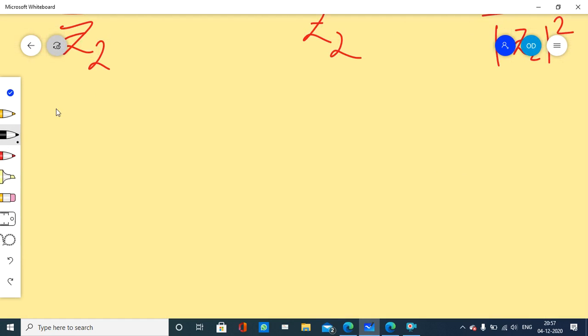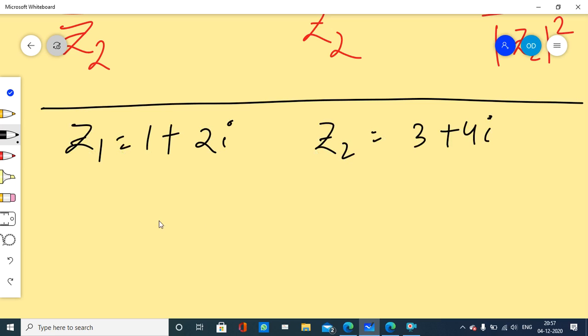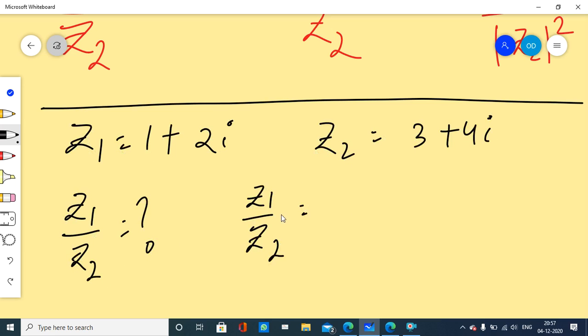So I will divide one complex number by another in the traditional way, and then also using the formula. Suppose Z1 is equal to 1 plus 2i and Z2 is equal to 3 plus 4i, and I want to find Z1 by Z2. Let's find it in the traditional way. Z1 by Z2 is 1 plus 2i by 3 plus 4i. Didn't I just tell you that one complex number divided by another non-zero complex number is also a complex number? You can see this is a complex number.